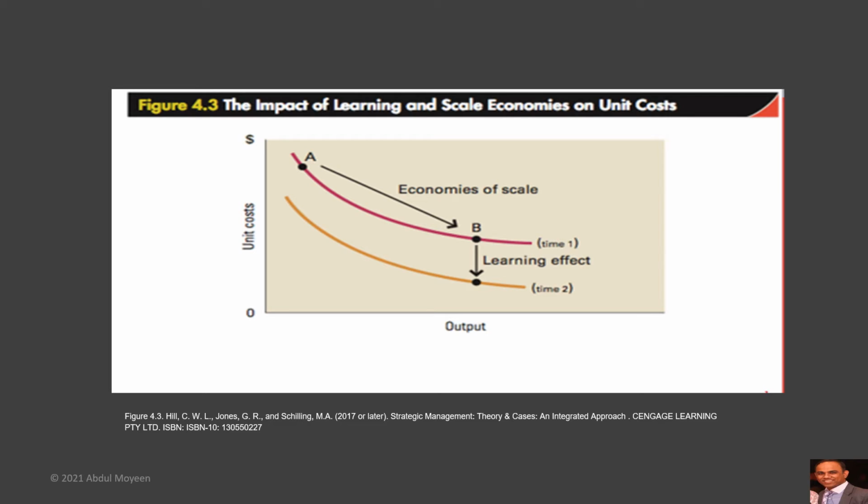In terms of the unit cost curve of a company, economies of scale implies a movement along the curve. In here you can see it moves from point A to point B. However, the realization of learning effects implies a downward shift of the entire curve as both labor and management become more efficient over time at performing their task at every level of output.